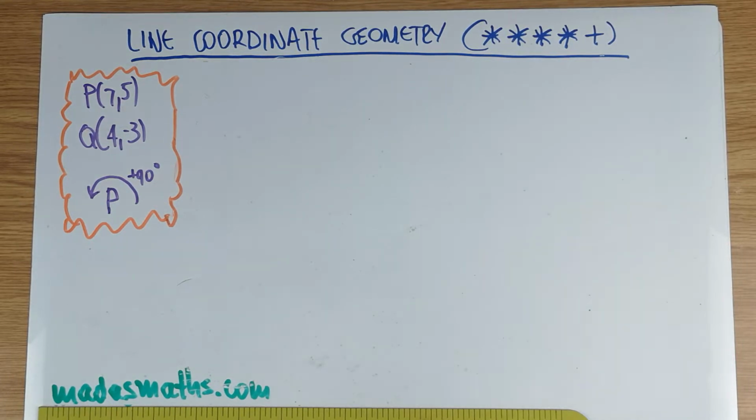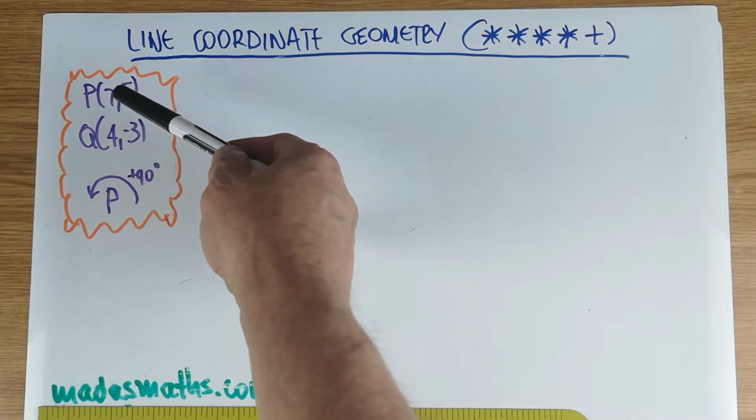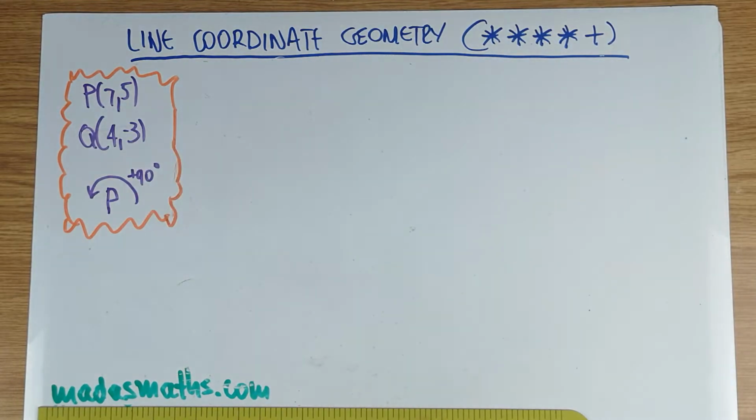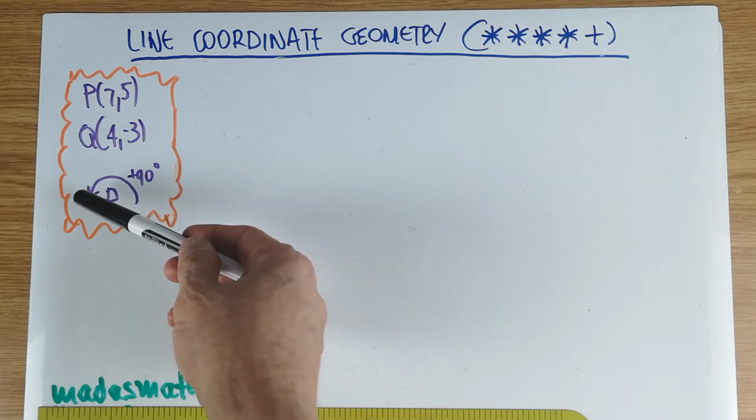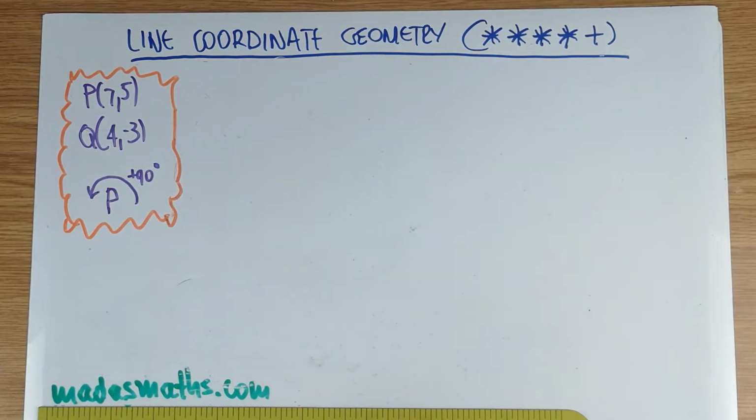Okay, let's see what the question is actually asking. We've got 2 points, P and Q, with coordinates (7, 5) and (4, -3). The question says, if we rotate Q about P by 90 degrees in an anti-clockwise direction, what are the new coordinates of the point Q?